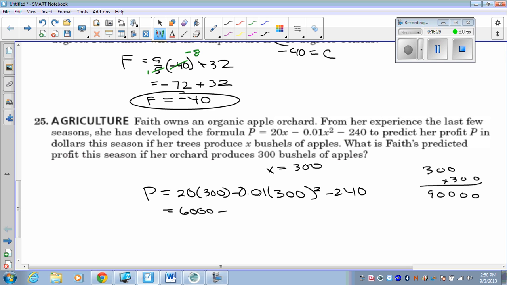Now, when you multiply by 0.01, really you need to move that decimal point. It's going to make that number smaller, right? It's going to make it 2 decimal places smaller. So really you're looking at 900. All right, minus 240. Now it's not so bad. 6,000 minus 900 is 5,100. Minus 240. Let's see here. That's going to be... whoops. I don't want to do this in my head anymore.